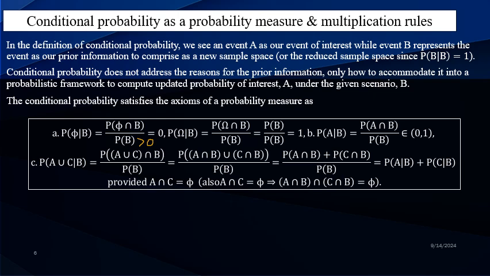Also, if you take probability of B given B, what does it give? Probability of B given B, that also we had already seen in one of the previous slides. What is that? 1. So that we had already seen. So that is the way the normalizing condition shows up.